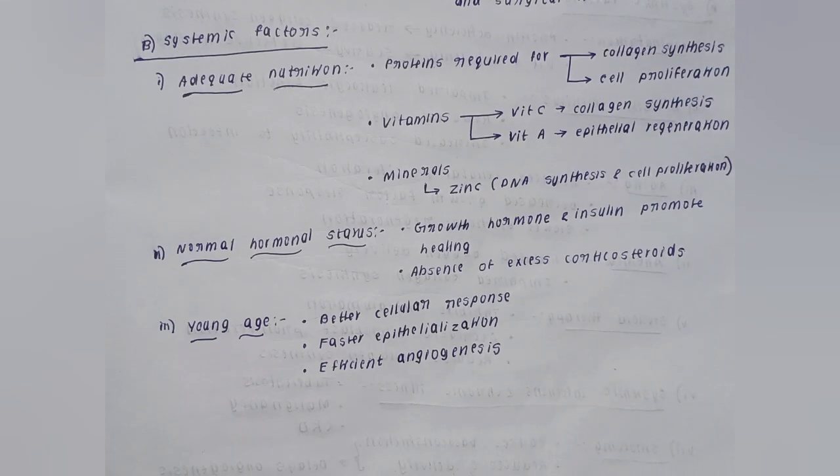Next, coming to the systemic factors. First thing is adequate nutrition. Under nutrition, there are various materials which you need. First thing is proteins, which are required for collagen synthesis and cell proliferation. Second thing is vitamins. Now vitamins, one is vitamin C and another one is vitamin A. Vitamin C, as we discussed in the previous video, is essential for collagen synthesis.